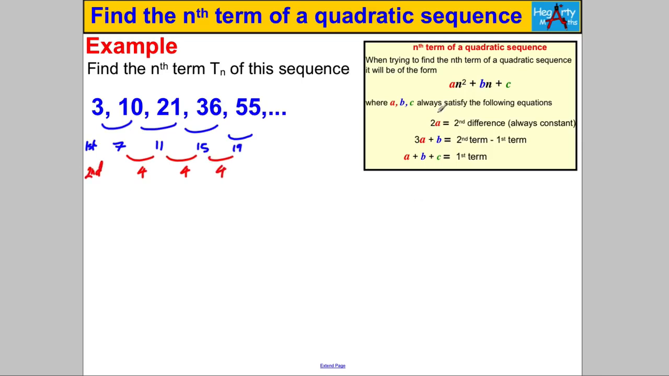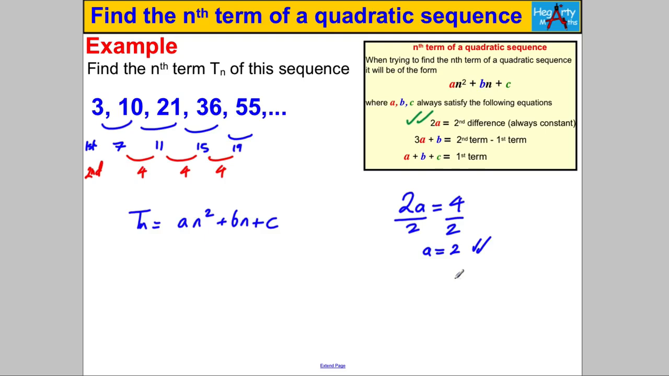Now here's where we can use our rules. We know that 2a is always equal to the second difference. So we know that the nth term of this sequence is of the form an squared plus bn plus c, where we have to find a, b and c. So let's go off and find it. 2a is always the second difference. 2a must equal the second difference, which is 4. Dividing both sides by 2, I get myself therefore that a is 2.